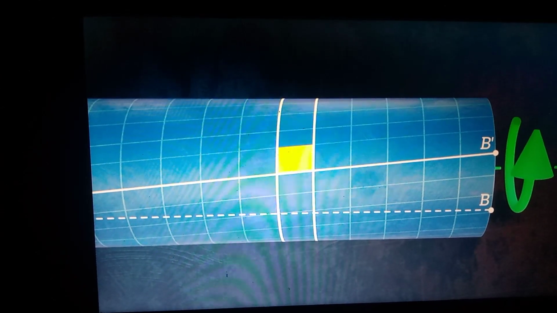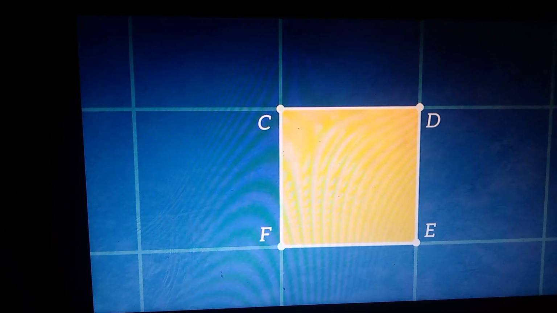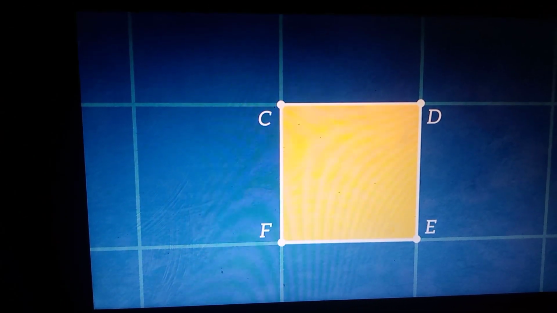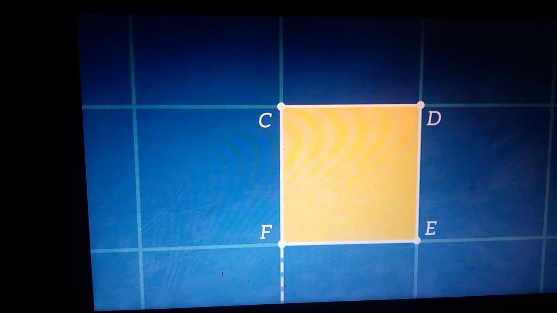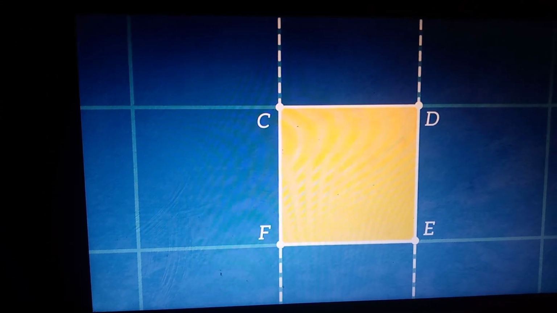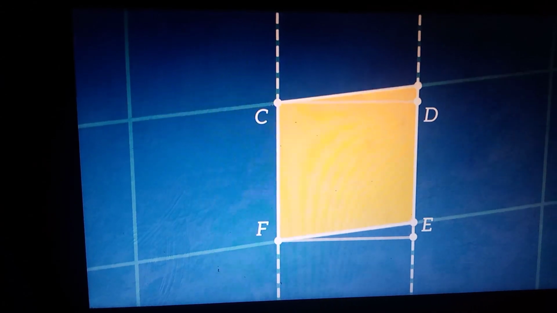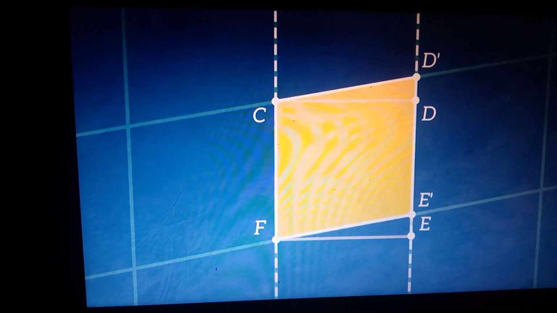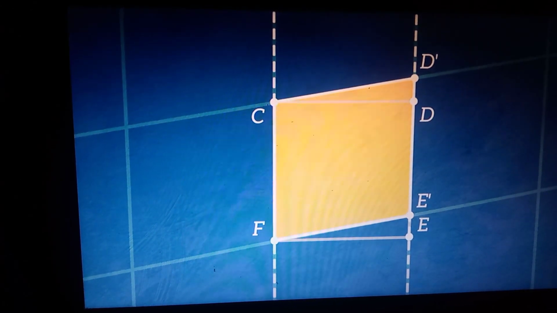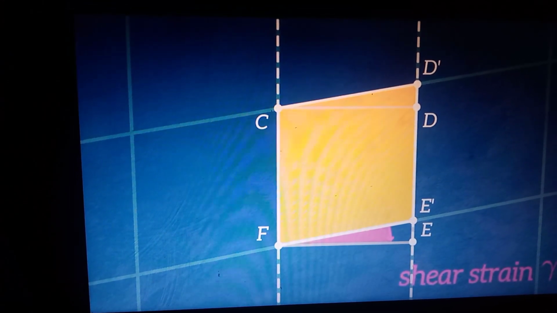Let's take a closer look. Because the bar is axis symmetric, we know that individual cross-sections will rotate but won't get distorted. So the sides CF and DE of the element will only move vertically along the lines shown here. After the torque is applied, the angles of the element are no longer 90-degree angles. This gives rise to a shear strain, which corresponds to the angle you can see here.